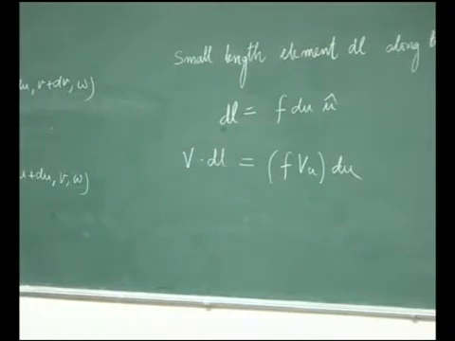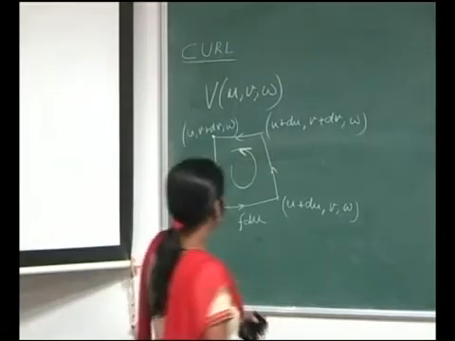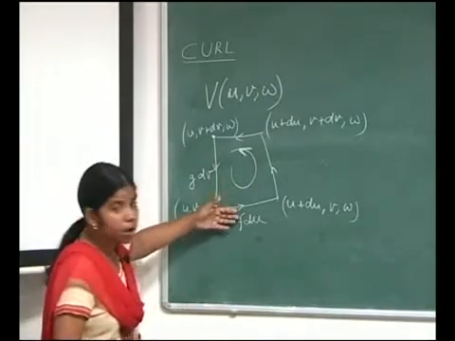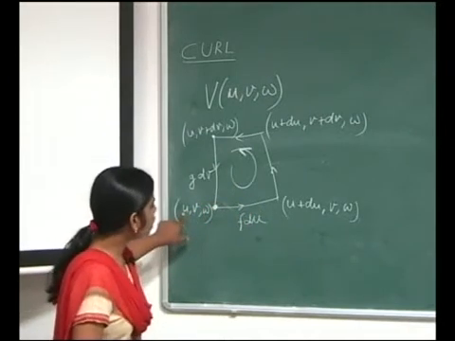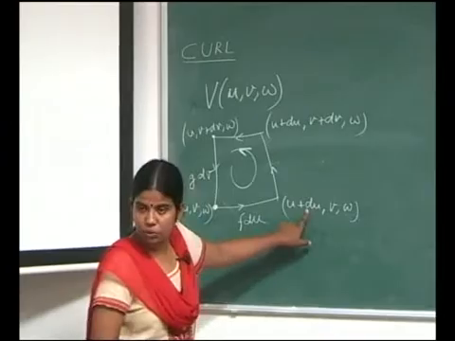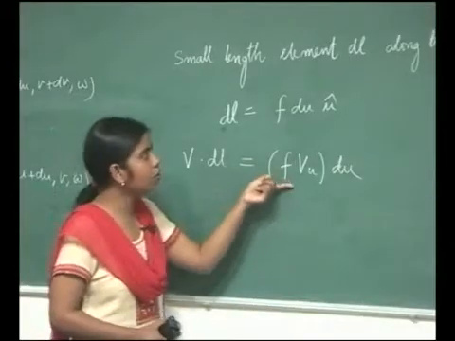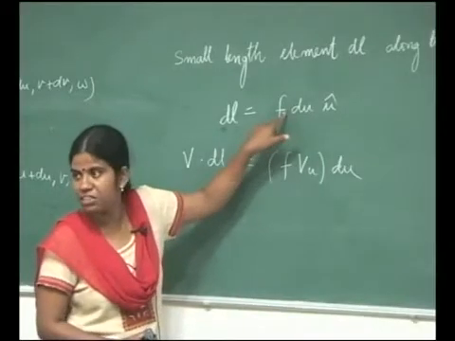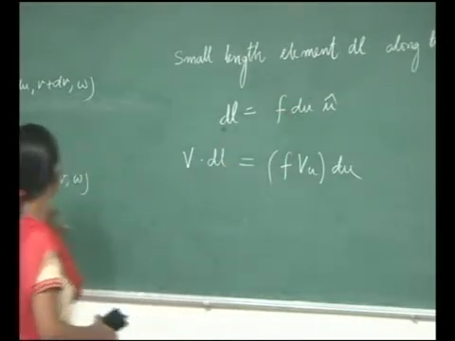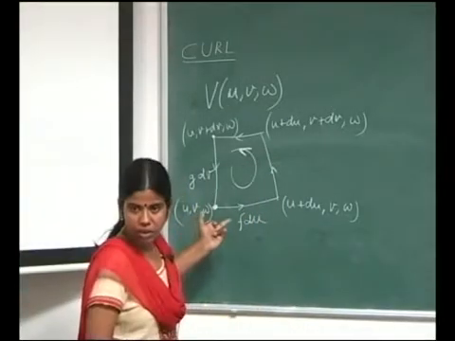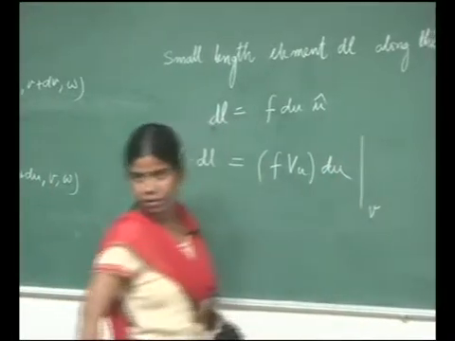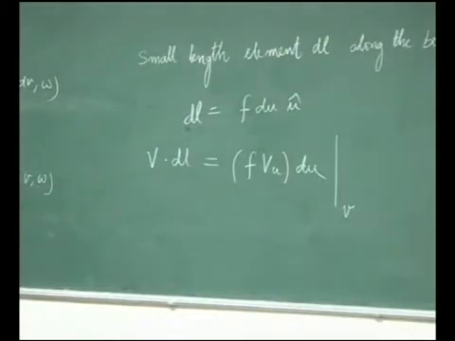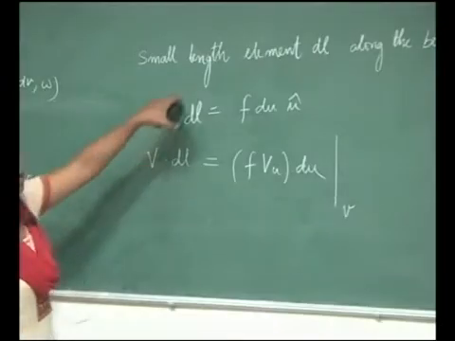So, this was on the bottom arm, and what has changed here is only u, from u to u plus du. That has been taken into account by writing f du, the change has been considered here. But what was my v coordinate? It was v. So, I have calculated this v dot dl at v. So, this was due to the bottom arm.